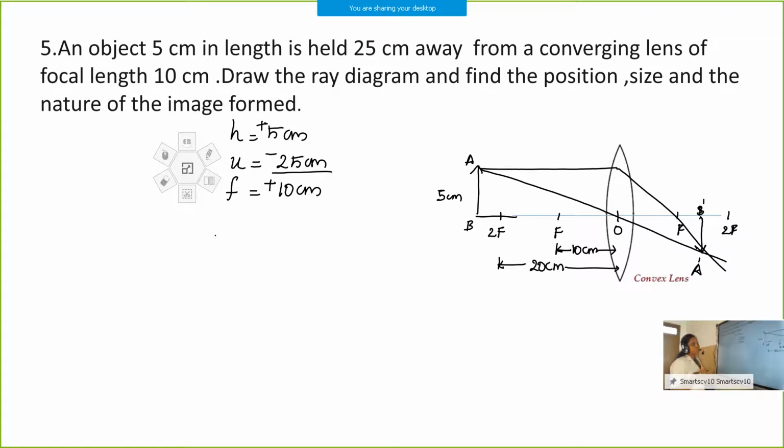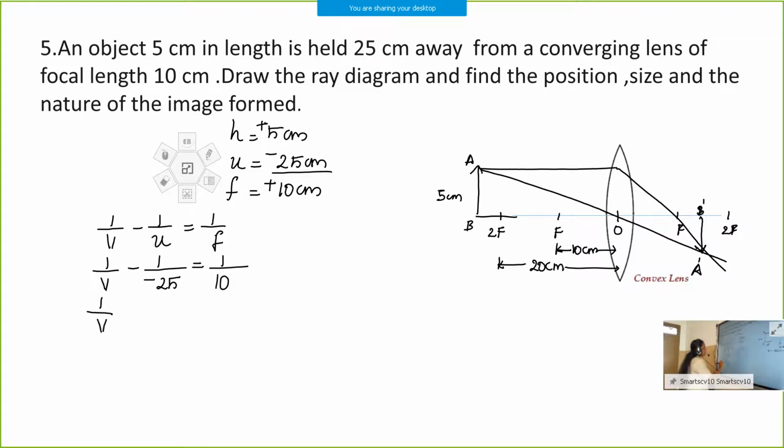Now you have to find out the position of the image. That you can find out only by calculation. So our equation is 1 by V minus 1 by U is equal to 1 by F. So 1 by V minus 1 by U, which is minus 25, is equal to 1 by F. Okay. Now try to do it by yourself. Find out the value of V. Do it by yourself.